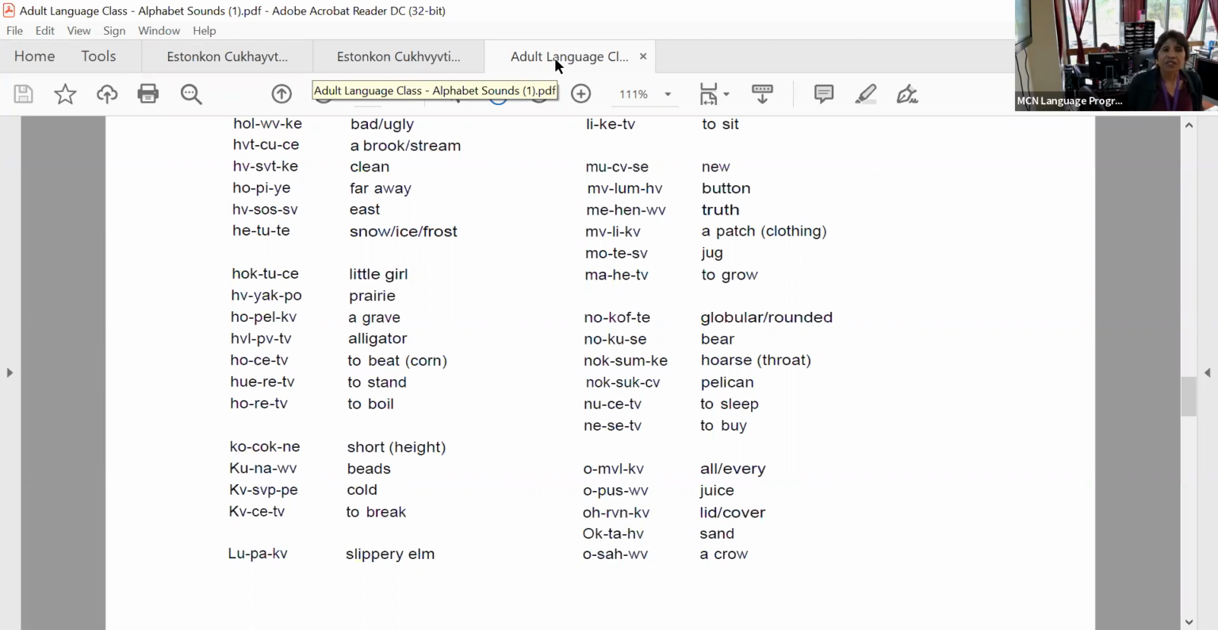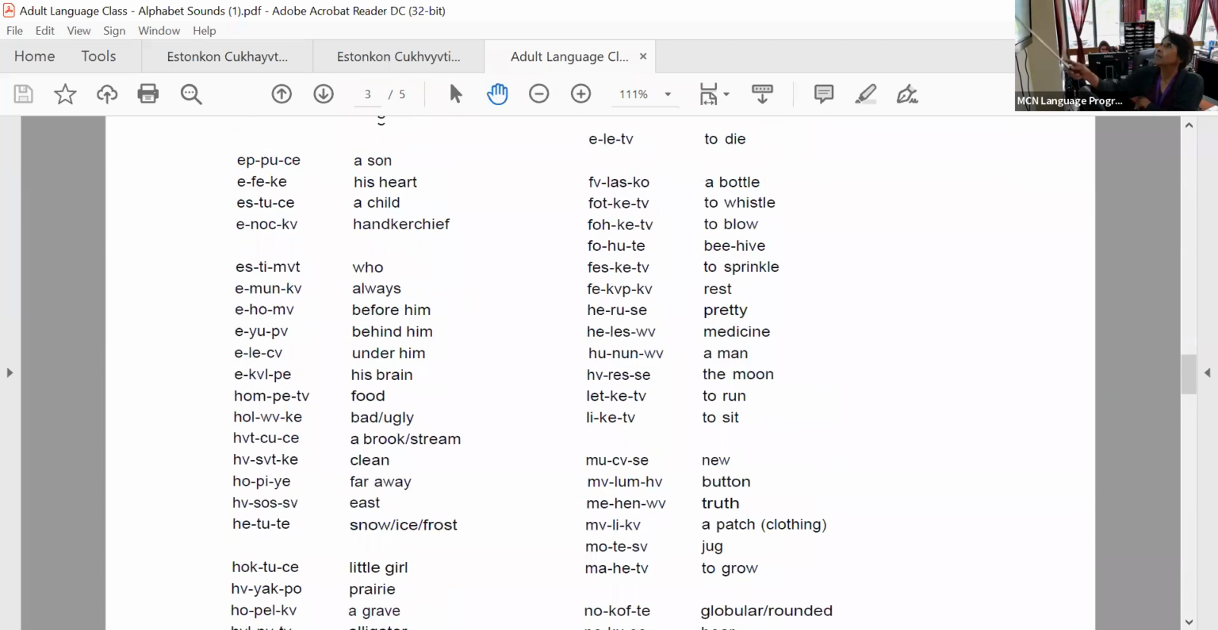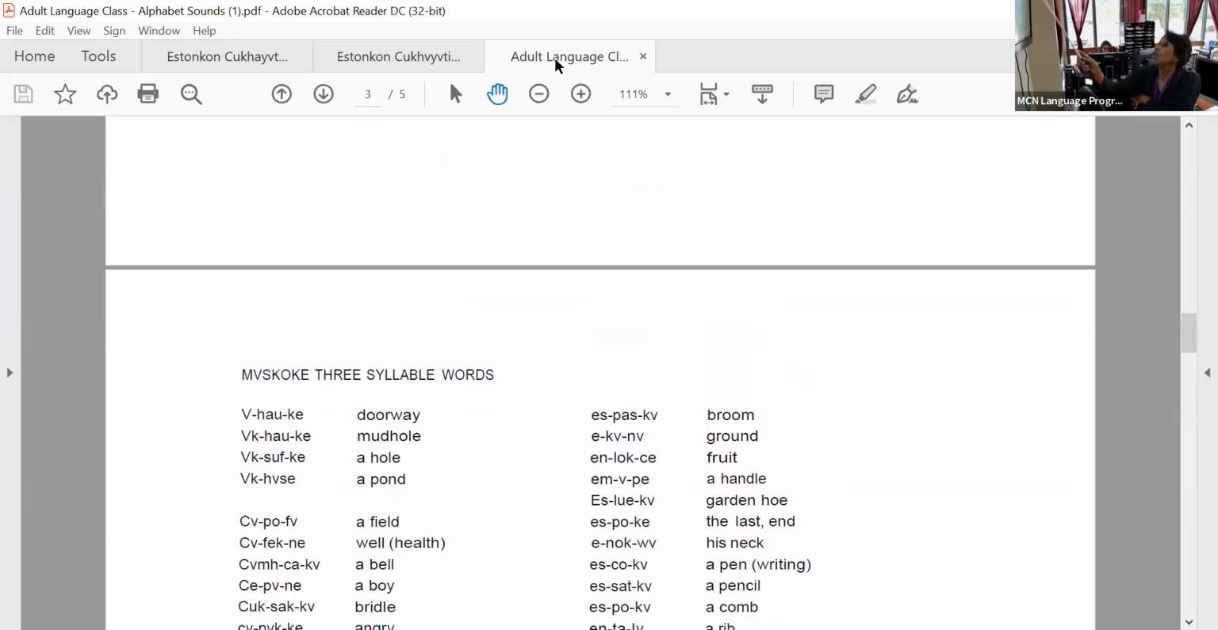To break, gajida. Now this is gajida, something long in half, like a tree branch or something to break like this little wand. I can break it in half. That's to break, gajida. Lobaga. Okay, look here, here's some more. Isbaska, broom. Igana, ground.